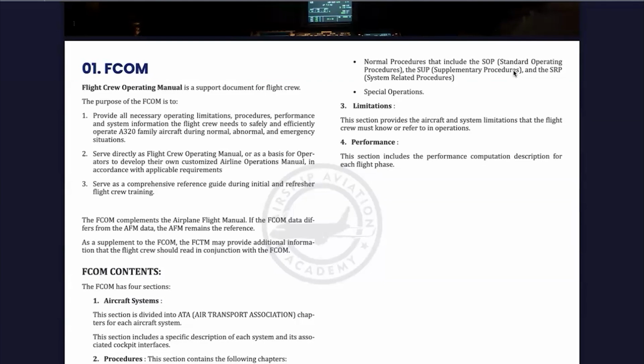Then we have supplementary procedures, which are not routine procedures that we have to read and do. That also we'll go through at the appropriate time. Then limitations, which I have already briefed: system limitations that the flight crew must know or refer to in operations. Then the performance section, which includes the performance computation description for each flight phase.